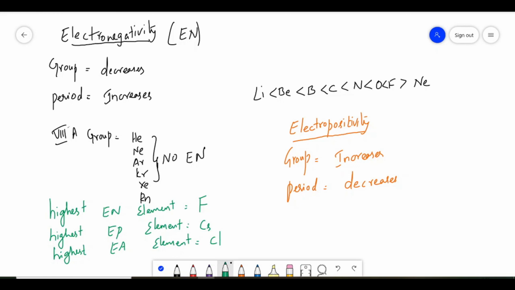So this is all about electronegativity and electropositivity, and we have discussed electron affinity also.